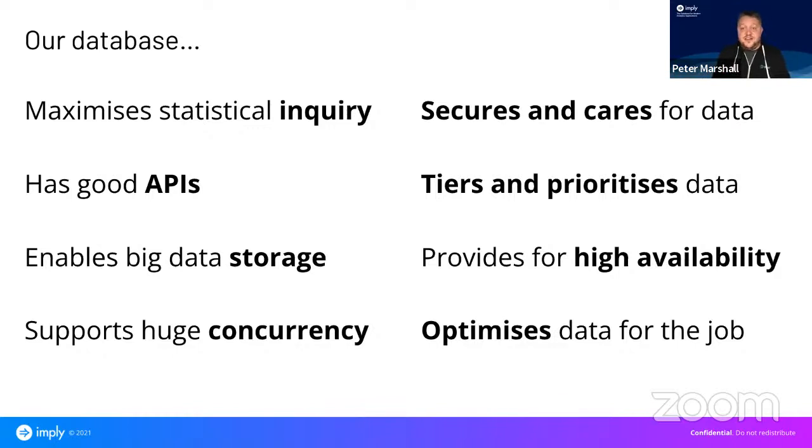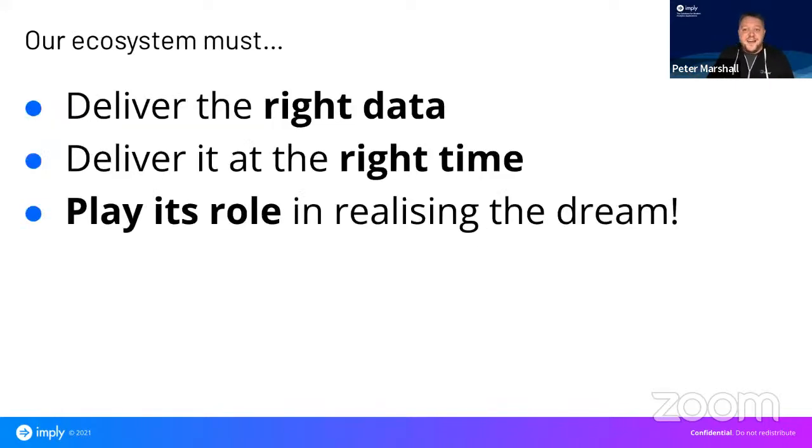Its data, it needs to have a good cost benefit balance by doing things like tiering the data and prioritizing the queries. It needs to have high availability, it needs to optimize, all this cool stuff. And of course, what's the database for that? I'm going to say Apache Druid is obviously the database for that.